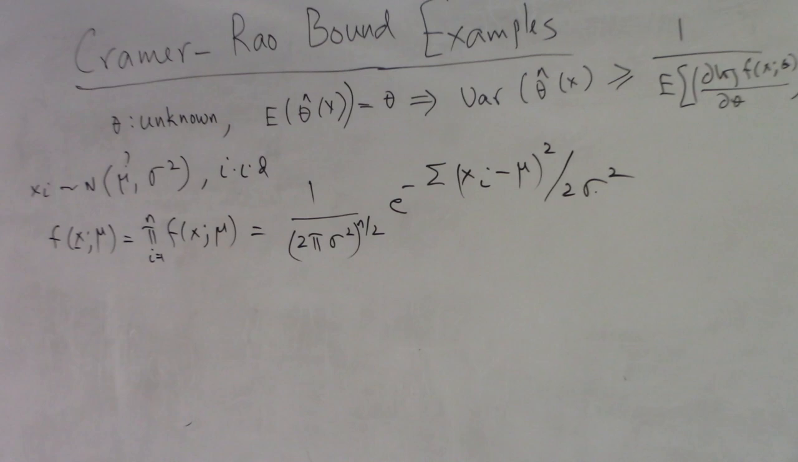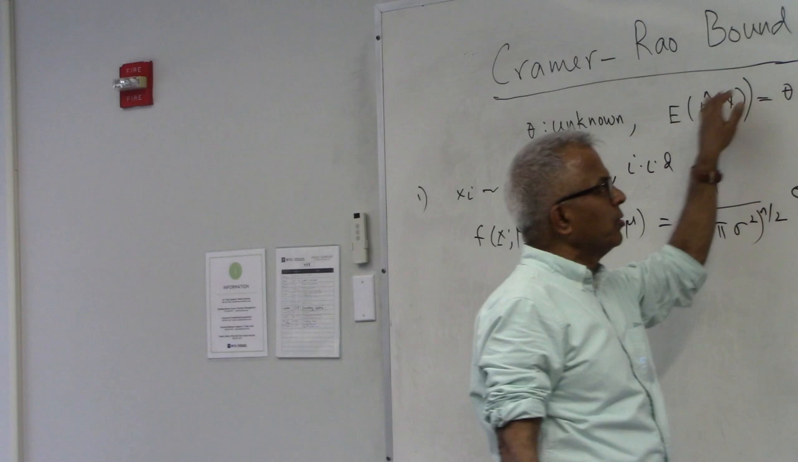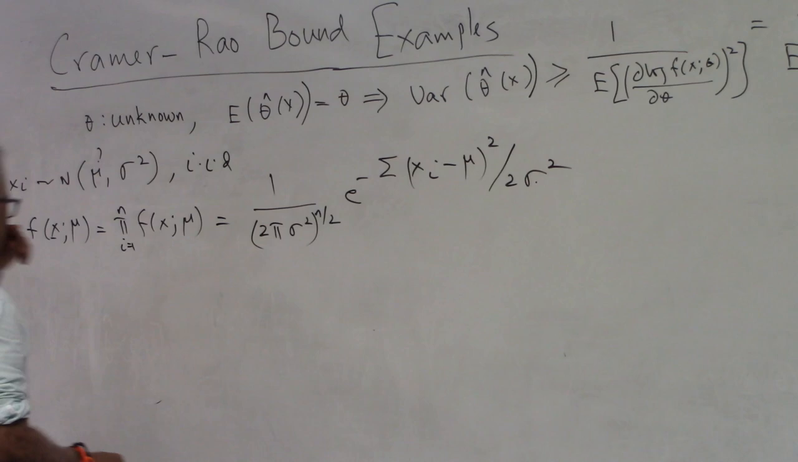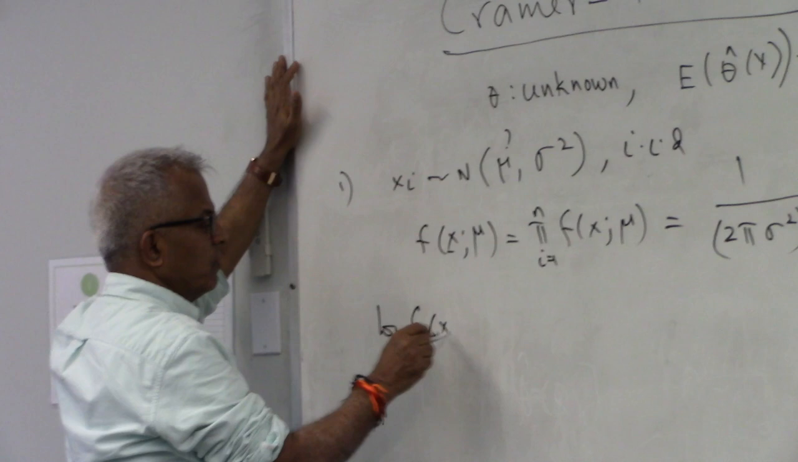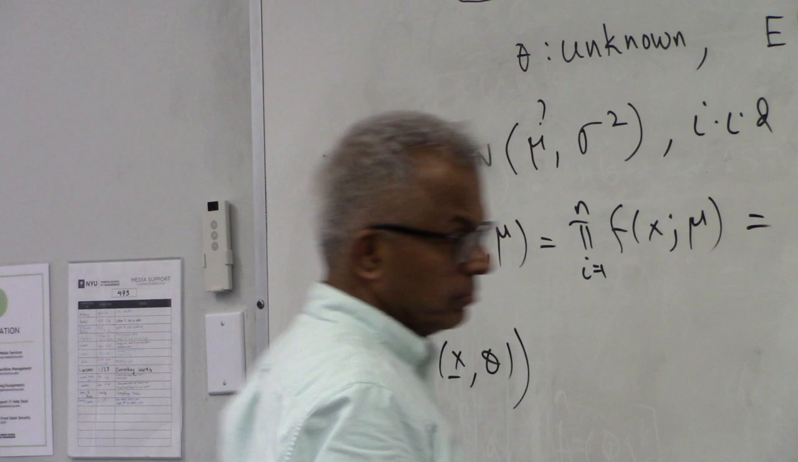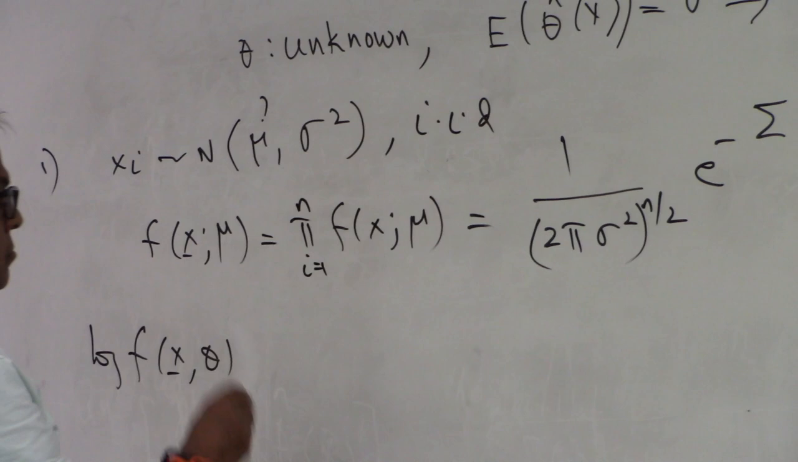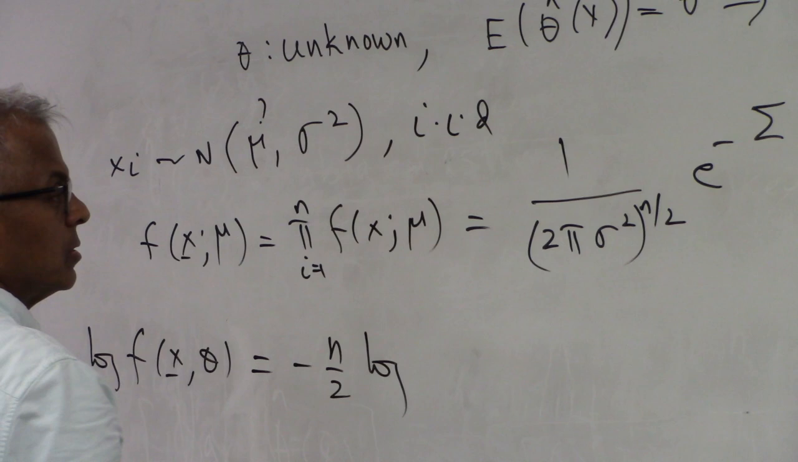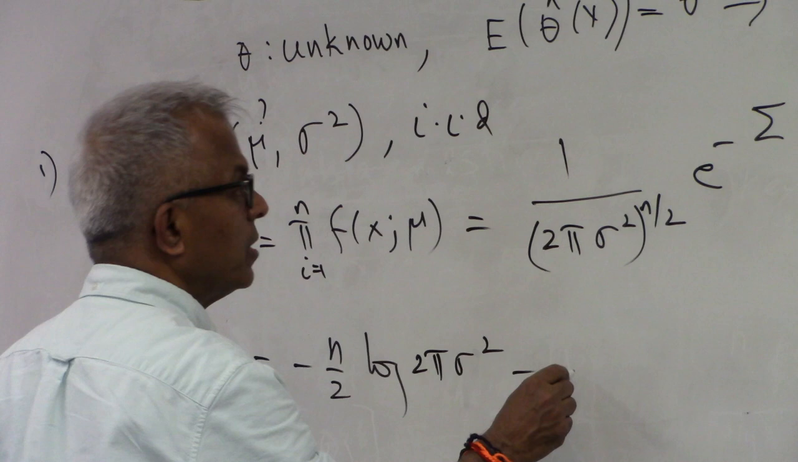To compute the Cramer Rao bound, remember, you don't need an unbiased estimator. So let's just compute the Cramer Rao bound first. We need to take the logarithm of this. The logarithm of f of x comma theta is, from here, minus n by 2 logarithm of 2 pi sigma squared, minus the sum of (xi minus mu) the whole squared over 2 sigma squared.